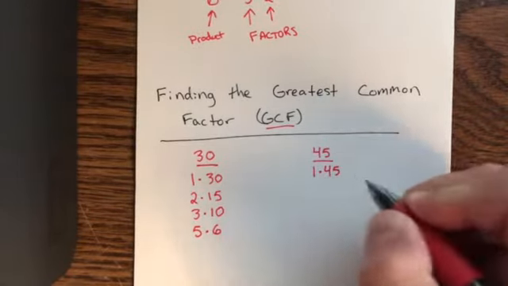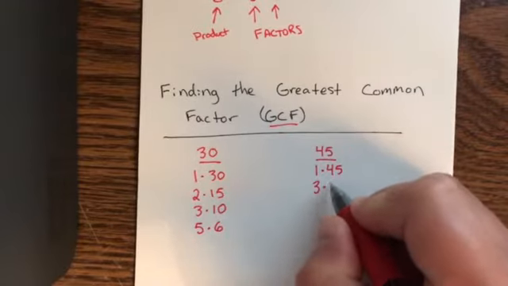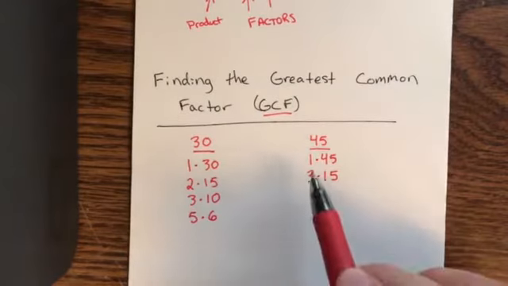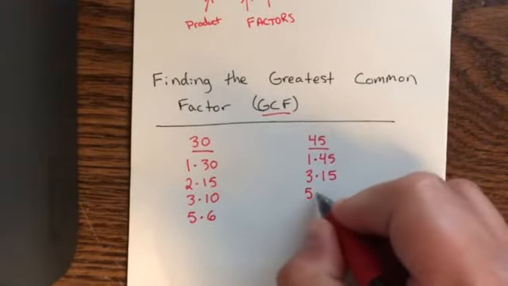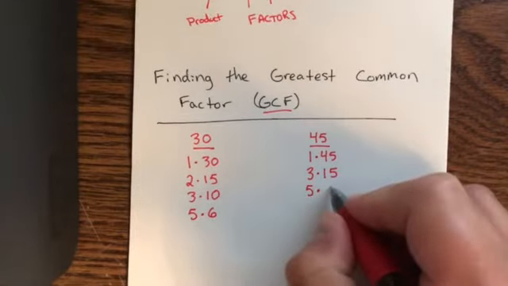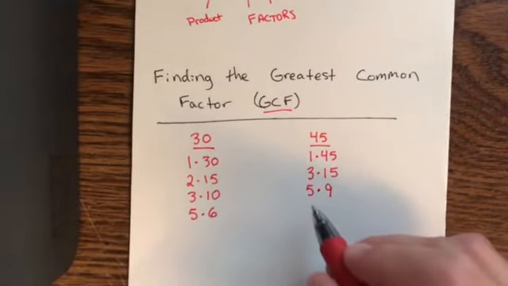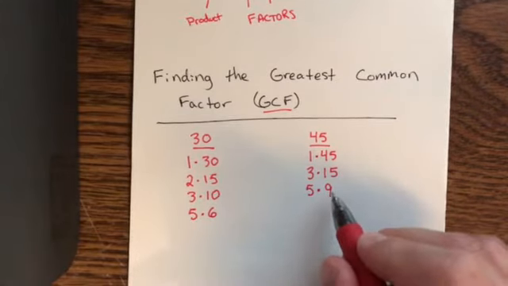Now, 45 is odd, so 2 will not go into it. But 3 times 15. 4 would go into 44, but not 45. 5 times 9. 6 does not go into 45. 7 does not. 8 does not. Oh, but 9 does, but I already have 9 on my list.